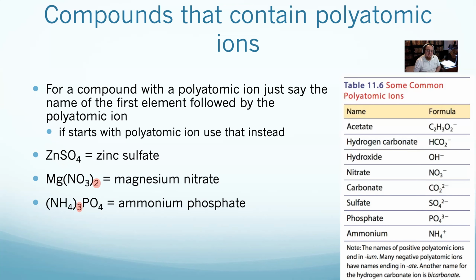And this is when you have at least one metal and at least one non-metal. If it's one metal and one non-metal, it's the name of the metal, then the name of the non-metal with "ide." If it's a metal and non-metal and something else, it's the name of the metal, then the name of the polyatomic ion.